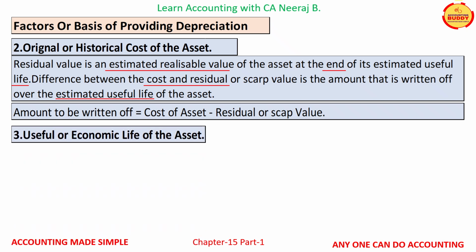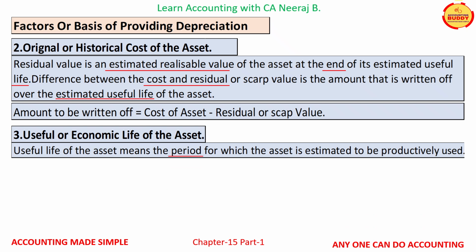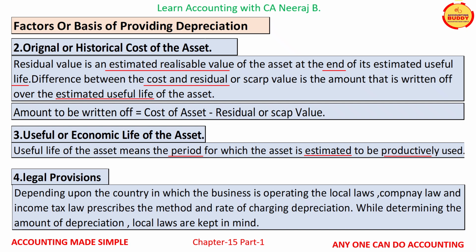Useful or economic life of the asset is also another important factor for providing depreciation. Useful life of an asset means the period for which the asset is estimated to be productively used. Sometimes the legal provisions also become the basis of providing depreciation. Depending upon the country in which the business is operating, the local laws, company law and the income tax law prescribes the method and the rate of charging depreciation. While determining the amount of depreciation, local laws are kept in mind.